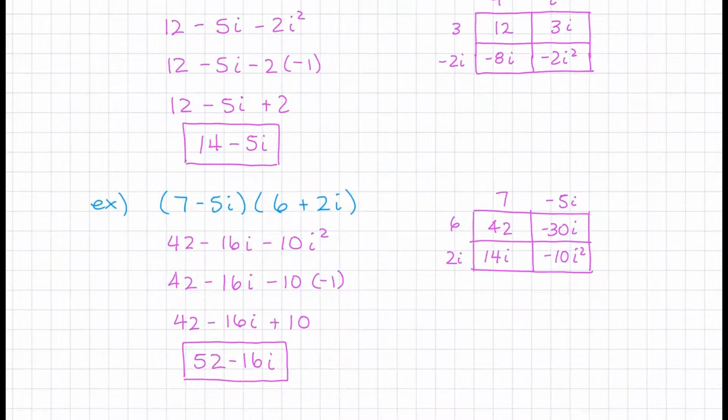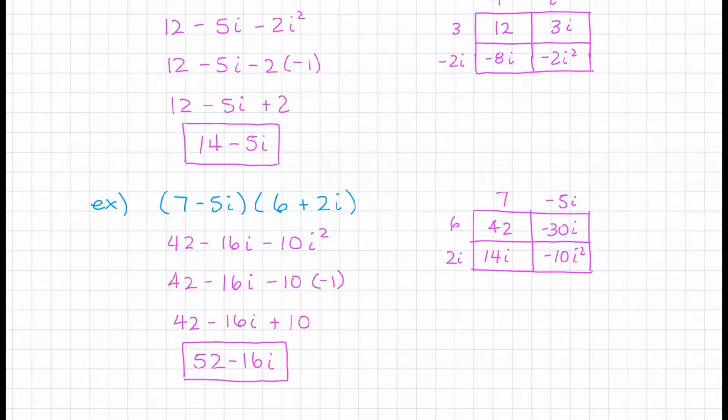So here's another problem. There's no new trick. It really is the same exact thing. So here's 7 minus 5i right there. And then 6 plus 2i is right there. And then again, just multiplying to get what goes inside all these boxes. I combined like terms here to get the negative 16i. And now we'll work with the i squared. i squared is negative 1. Negative 10 times negative 1 is positive 10. Combine your like terms, and there's your answer in standard form. So multiplication, not too bad either.